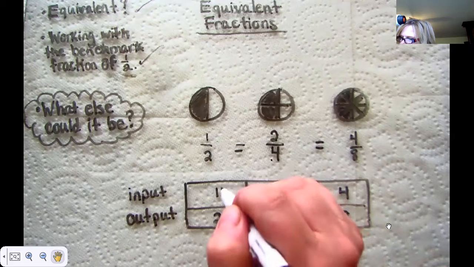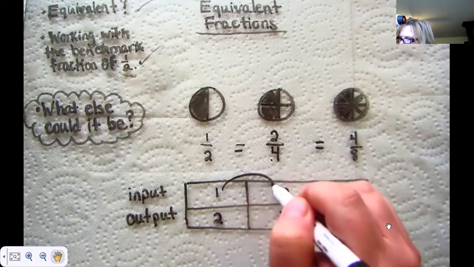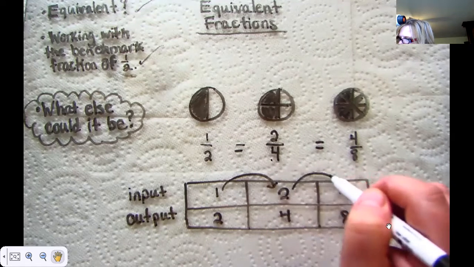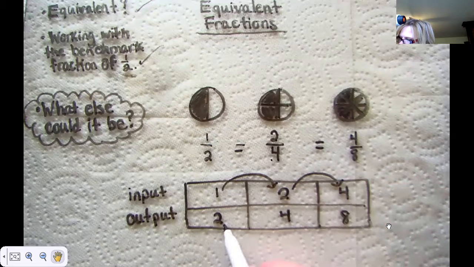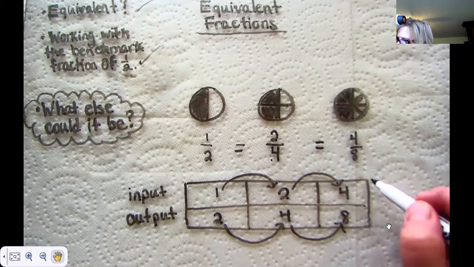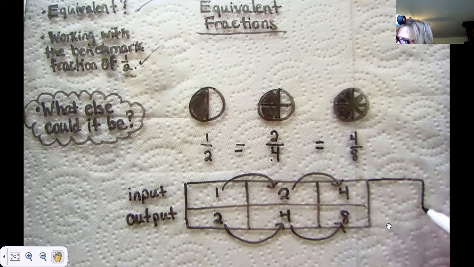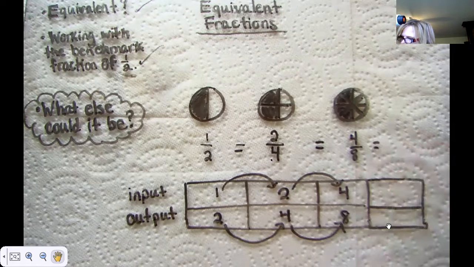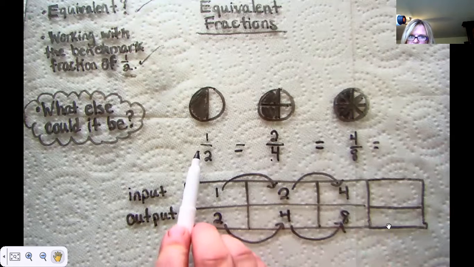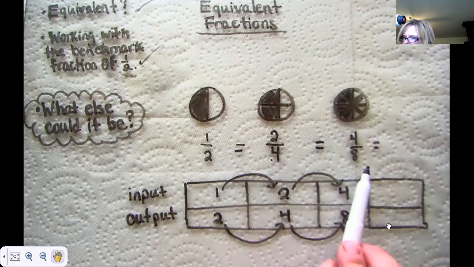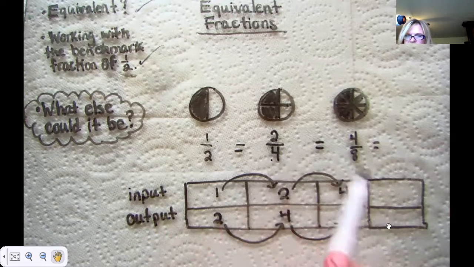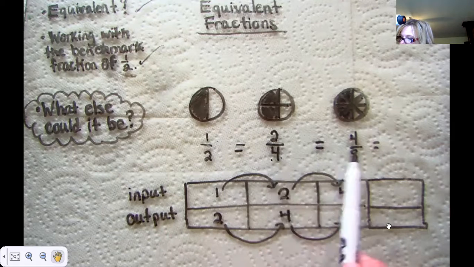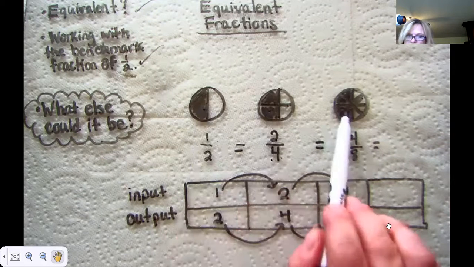How are we getting from 1 to 2 and from 2 to 4? And how are we getting from 2 to 4 down here and 4 to 8 down here, okay? And if I can figure that out, can't I figure out the next fraction that would be equivalent to 1/2? Because all of these are equal to 1/2, and 2/4 is equal to 4/8. They're all representing the same amount. They look different in their symbols, but we know that they're all representing the same amount.